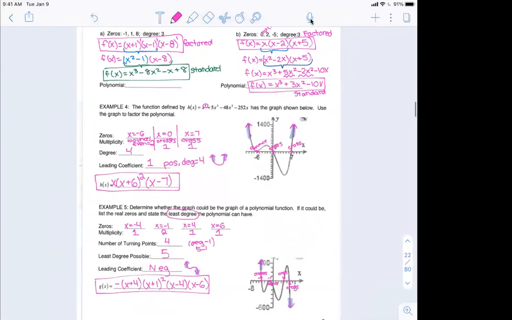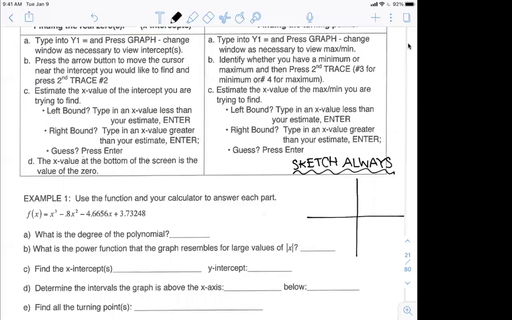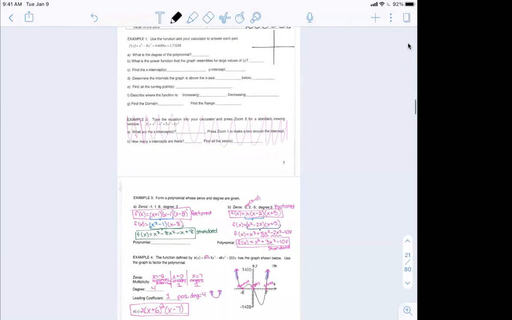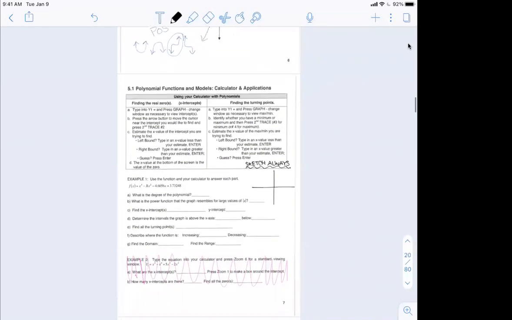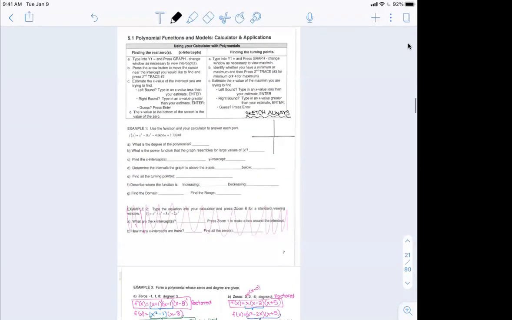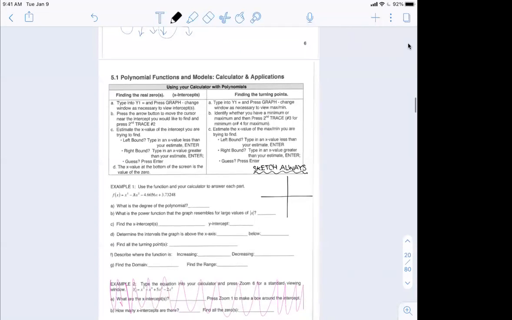Okay, if we continue to take a look, we're going back to page 7, since we just finished page 8. Back on page 7, we're going to be using our calculator. So go grab it if you don't have it, but you definitely need it.